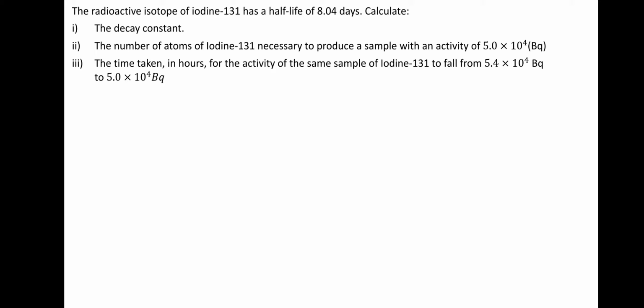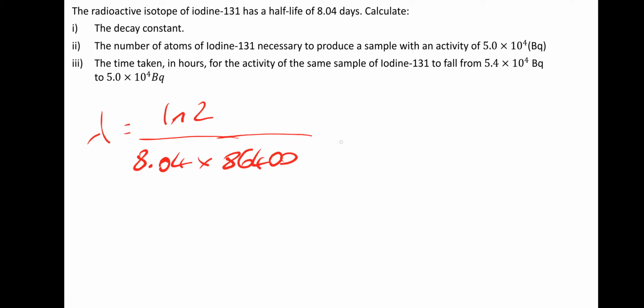Let's pause and have a go at this one, and then I'll take you through the answers. So first of all, I want to find the decay constant. Quite straightforward. The decay constant is equal to log 2 divided by the half-life. So 8.04 days, multiplied by the number of seconds in a day, which is 60 times 60 times 24, which is 86,400. So that gives us a decay constant of 0.9978 times 10 to the -6.